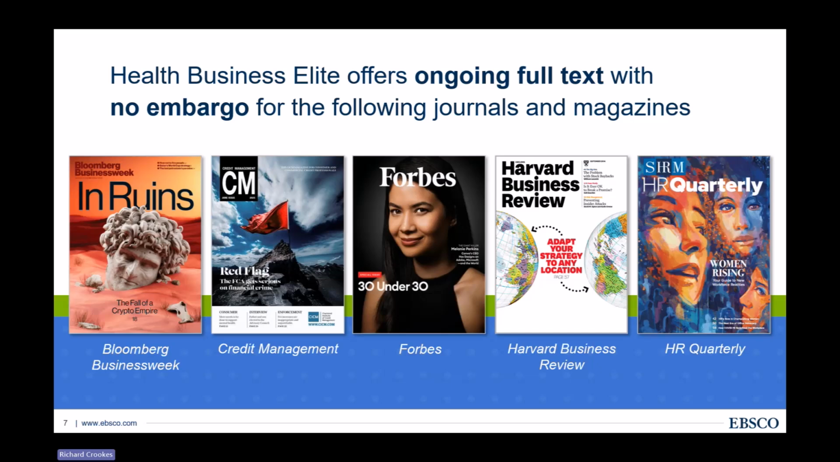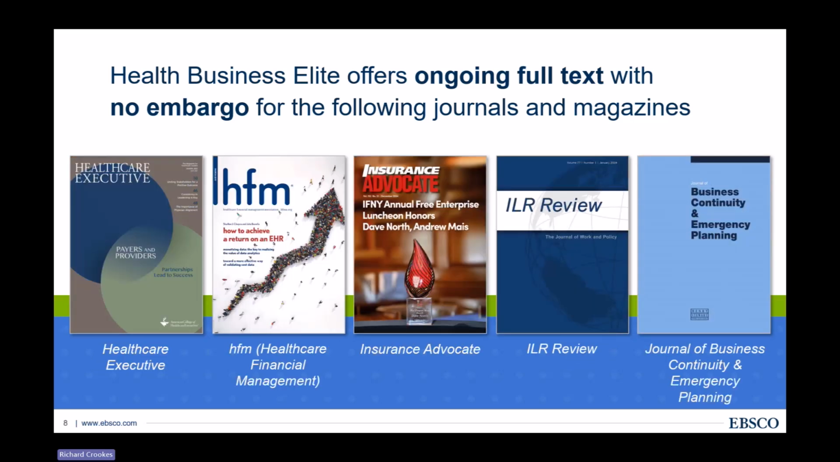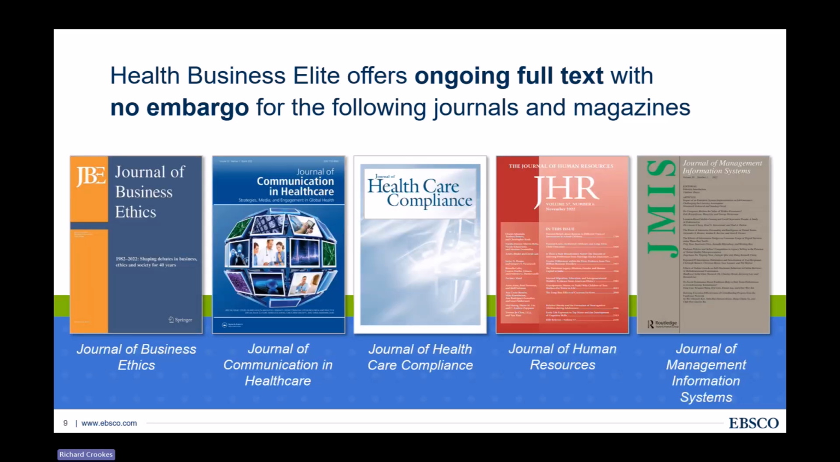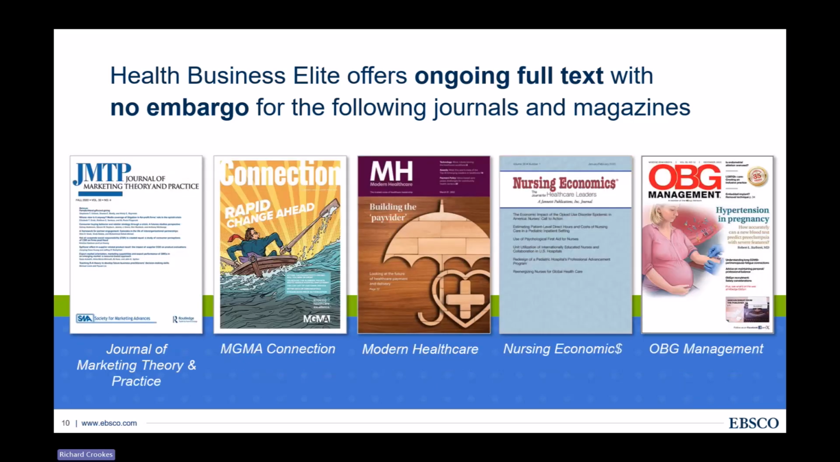Again, you'll see Forbes there. Harvard Business Review, I just mentioned as well, key title for senior managers within the NHS and other related organizations. Healthcare Executive, Healthcare Financial Management, and Journal of Business Continuity and Emergency Planning. Also available full text with no embargo. And some others there that you might recognize: Journal of Business Ethics, Journal of Communication in Healthcare, and so on. And there's more, including Modern Healthcare.